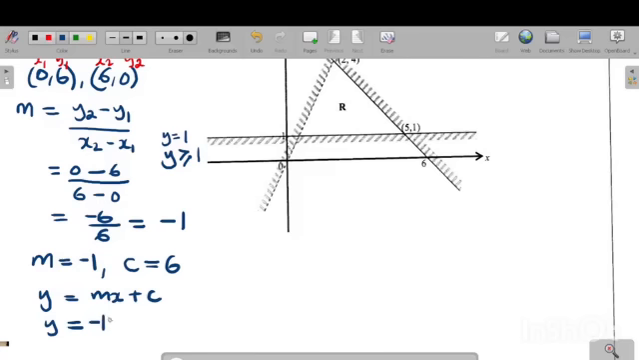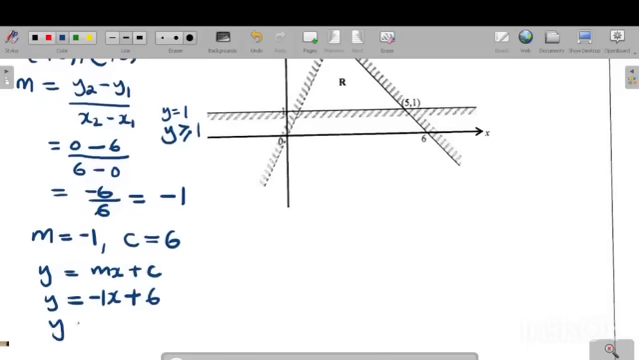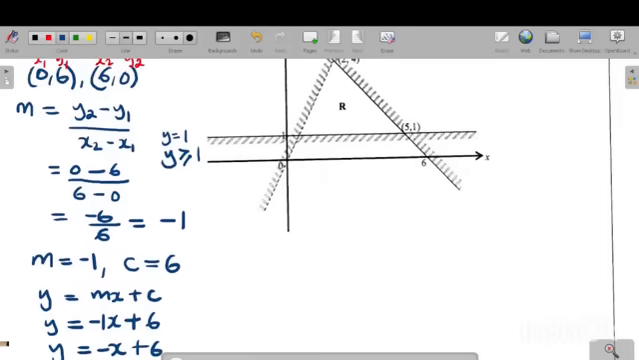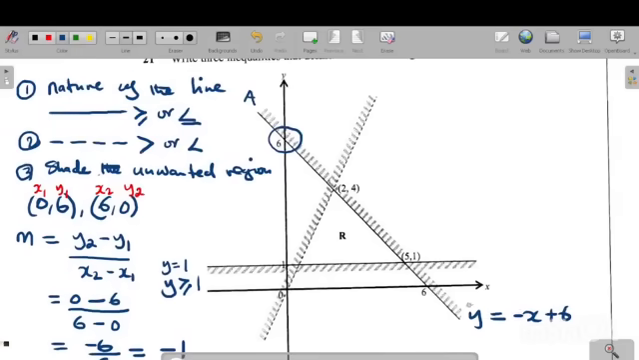So negative 1 times x will just be negative 1x, plus c is 6. Okay, so you have y is equal to 1 times x is negative x plus 6. So this line here has the equation y is equal to negative x plus 6. Now this is just the equation.